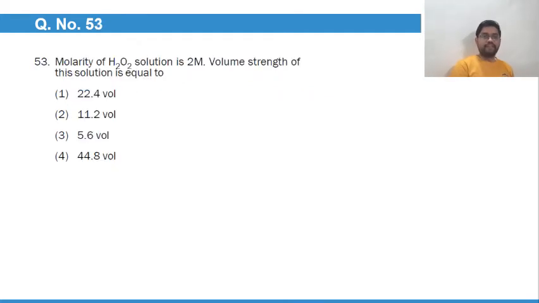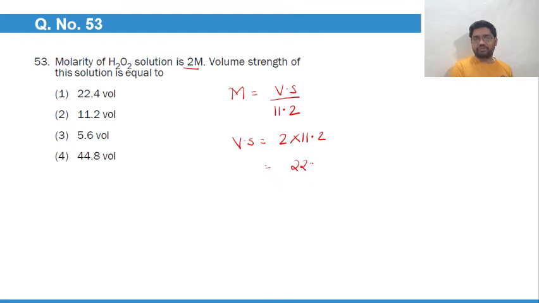Next, 53. Molarity of peroxide solution is 2 molar. Volume strength of this solution is equal to? Molarity and volume strength are related as molarity equals volume strength by 11.2. So volume strength will be equal to molarity, that is 2 into 11.2. That is equal to how much? 22.4. So volume strength is 22.4 volume. That is 53.